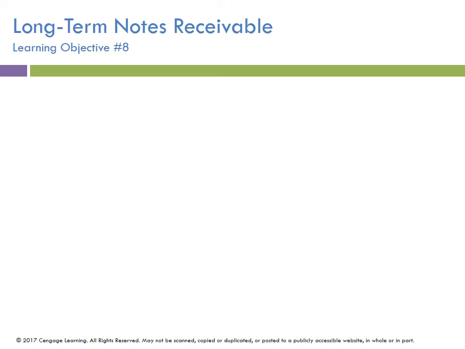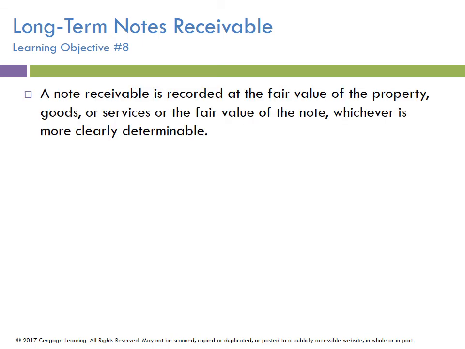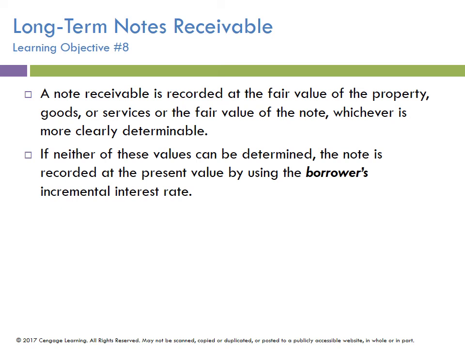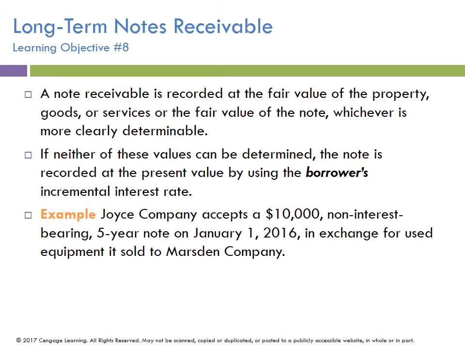The final area of our discussion, though, deals with other types of investments besides purchasing stocks or bonds. Sometimes we buy loans or we make loans. So let's look at long-term notes receivable. This is recorded at the fair value of the property, goods, or services or of the note, whichever is more clearly determinable. If neither of them is, we use the borrower's incremental interest rate and determine the present value.